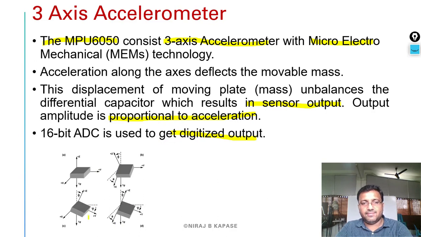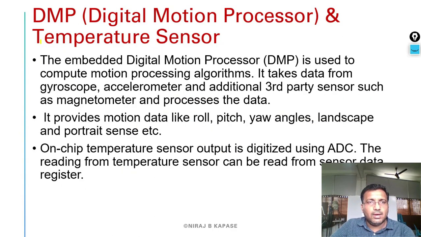Here there are different motions, so we'll get phi, theta and psi as well. Also we'll get roll, pitch and yaw. X-axis, y-axis and z-axis deflection, that is roll, pitch and yaw, we can get. Also it contains a DMP, that is a digital motion processor, and a temperature sensor. The embedded DMP, that is the motion processor, is used for computing the motion processing algorithms.